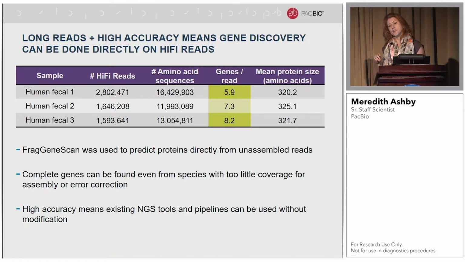Because when you have to do assembly or error correction, you need to have higher coverage, right? And for these low abundance samples, it may not be practical to sequence deeply enough, or even possible to sequence deeply enough to get the coverage you need to do error correction or assembly. And that's no longer a concern with HiFi data. Anything that you can sequence, you can get genes from.